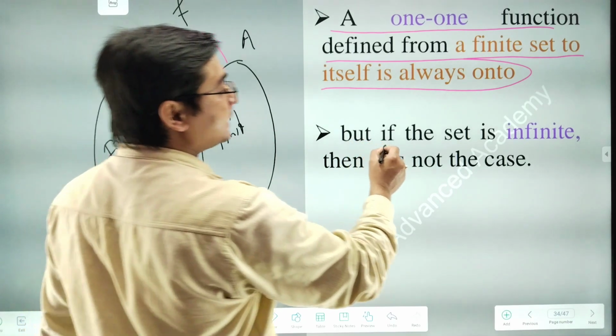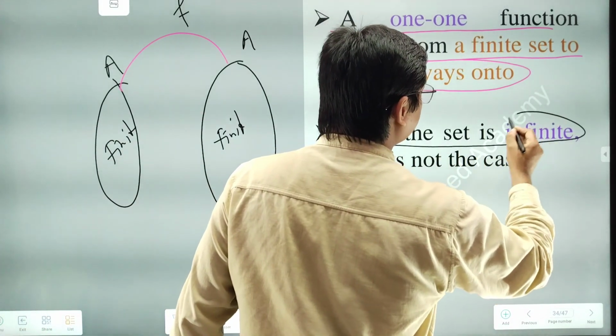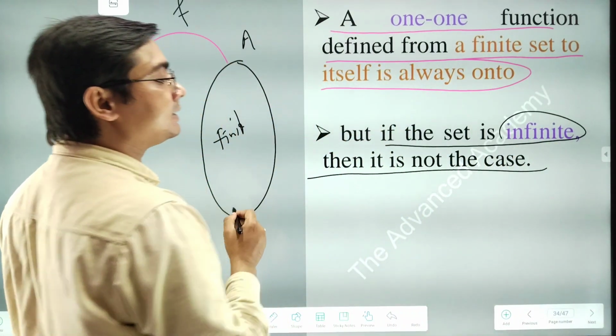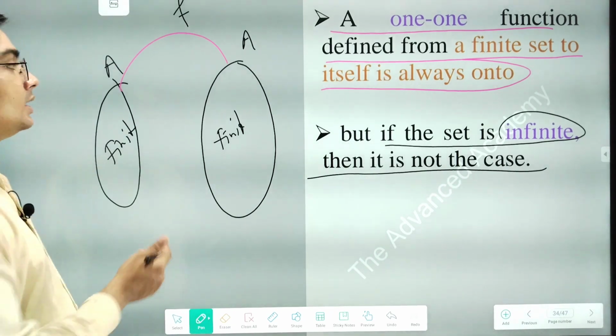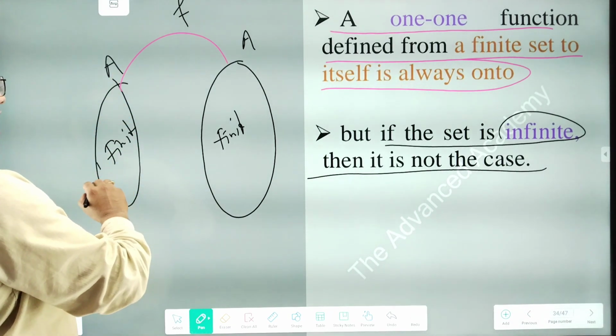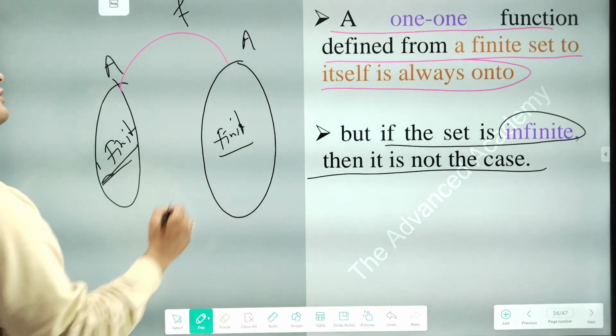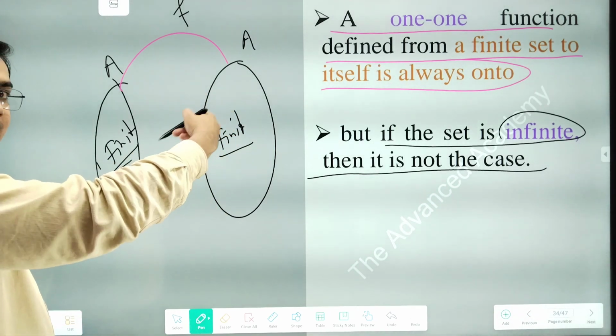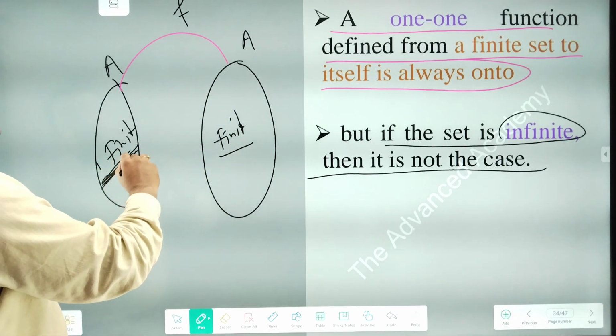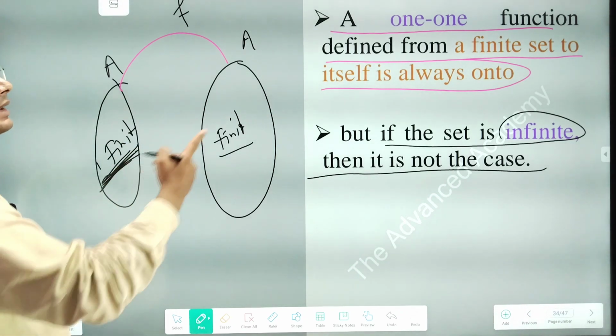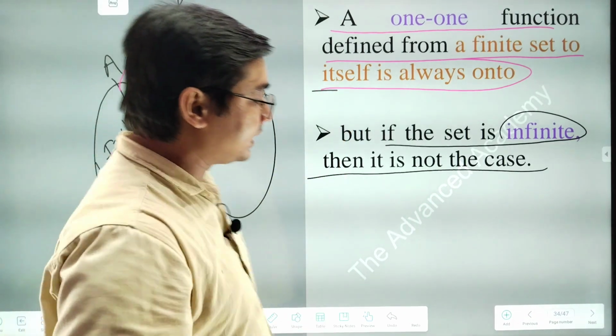Okay, but if the set is infinite, then it is not the case. If we consider both sets the same and infinite, then this does not always happen.